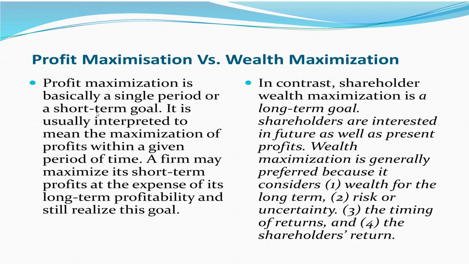Wealth maximization is generally preferred because it considers wealth for the long term, risk and uncertainty. Obviously, when you are taking a decision for the long term, the portion of risk is always there, and you have to think about the timing of the return and the shareholders' return. That's why, if the question is which one is better, profit maximization or wealth maximization, then after lots of discussion, lots of theories, and schools of thought, at the end of the day we think that profit maximization is a short-term goal and wealth maximization is better than profit maximization.